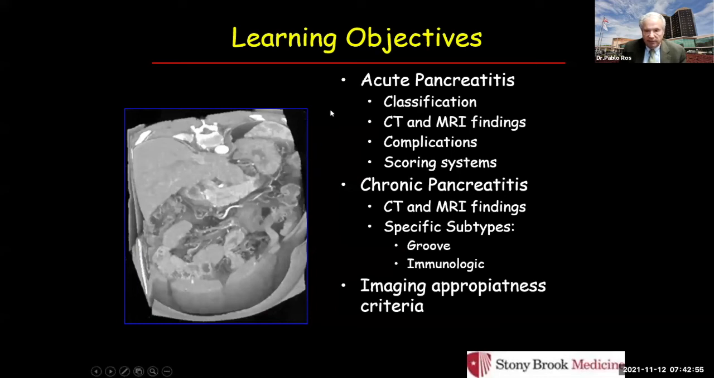We have gone over acute pancreatitis and chronic pancreatitis. We talked about CT and MR findings. We talked about the specific subtypes of chronic pancreatitis, groove and immunologic pancreatitis, one defined by location and the other by imaging appearance. You can diagnose with pretty good accuracy and certainty with CT and MR.